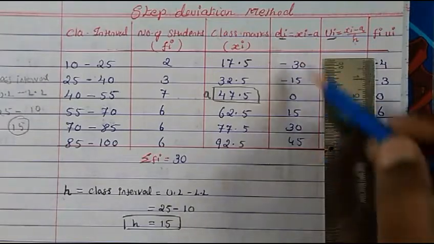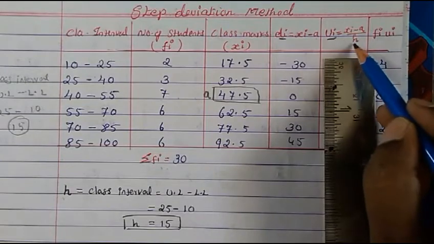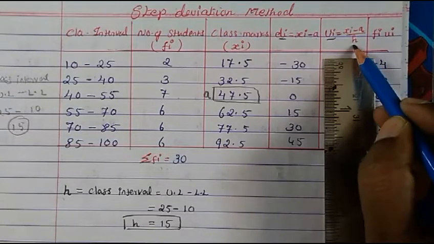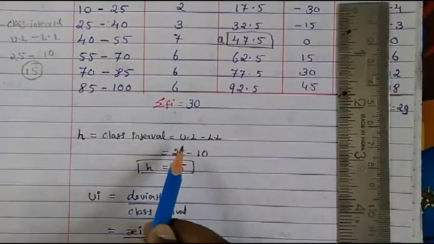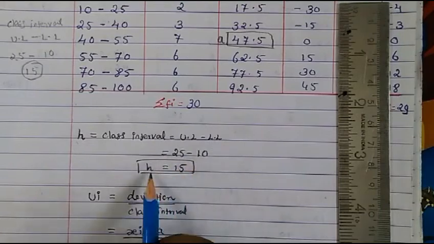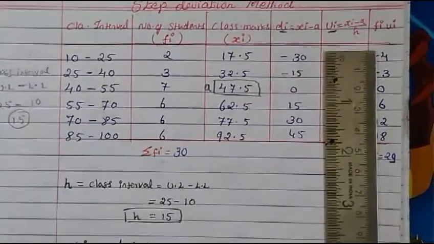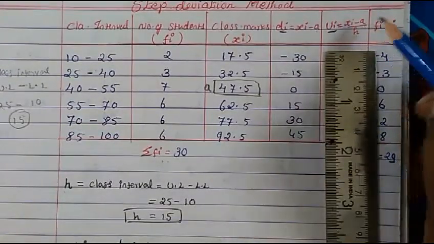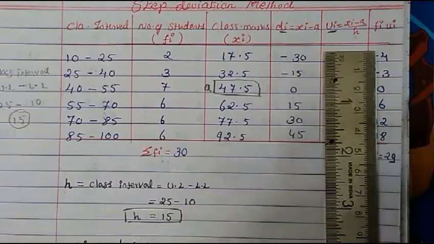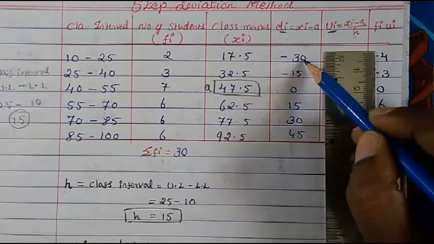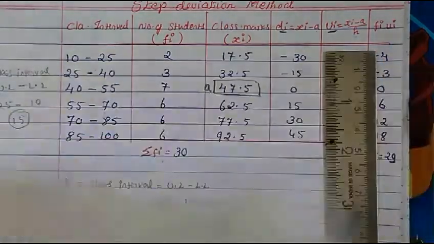So once you finish this step, the next step is ui, where xi minus a upon h. h is nothing but the class interval. So you see here, h is actually class interval, upper limit minus lower limit. So class interval is 15. Okay. And xi minus a is what? Actually di. So that means ui means di upon h. Okay. So that means minus 30 you have to divide by h. h is what? 15. Let me explain to you.